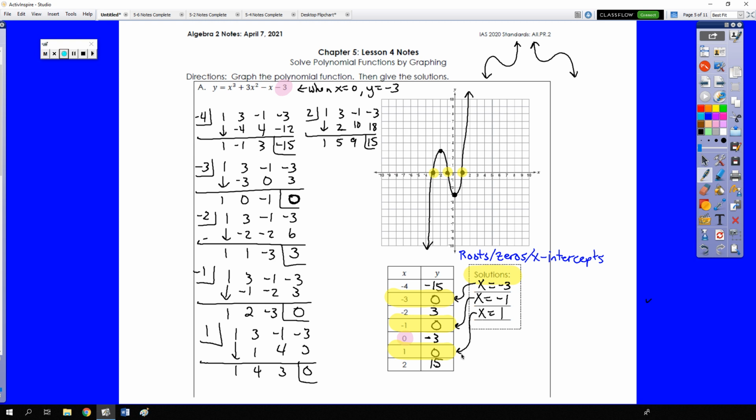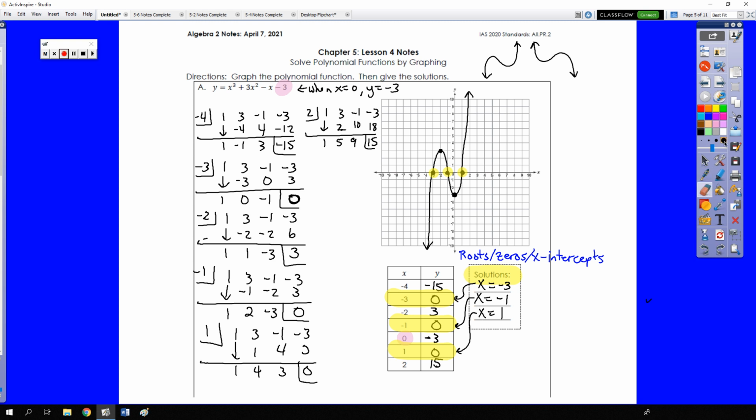We run synthetic division one time for each x value in the table. We graph the points that actually fit on the graph. The top and the bottom point will tell us whether we're off the top or off the bottom of the graph. We draw the graph and then we identify the x-intercepts as being the solutions.